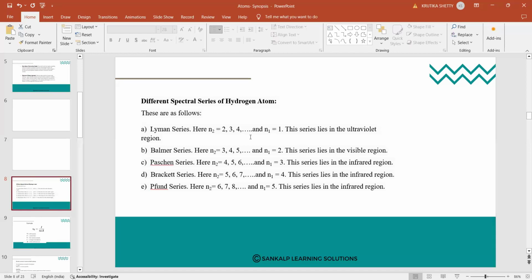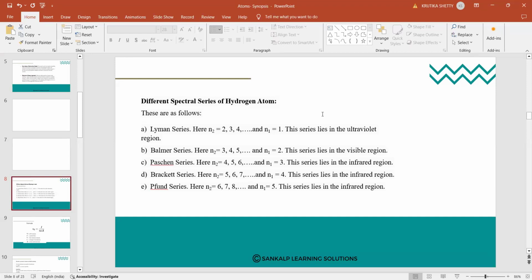See if any confusion is there in the series, please ask. In the same slide, you are able to see this series lies in the ultraviolet region. That is the Lyman series. So here we have ultraviolet, EM waves, infrared, and the visible region.